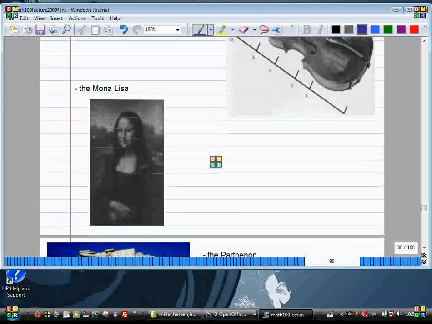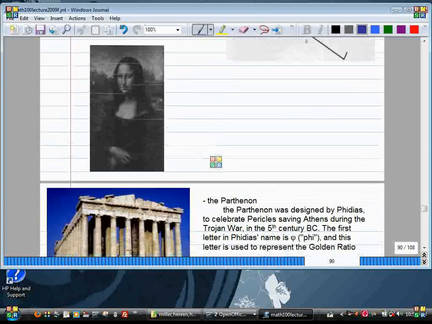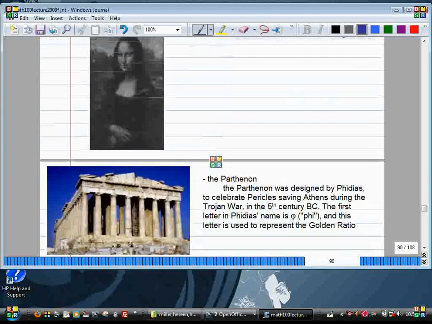Okay. The Parthenon. Just to remind you, here's a picture of the Parthenon as it stands today. Of course, it's a little nicer back then. As I said last time, the Parthenon was designed by Phidias to celebrate Pericles saving Athens during the Trojan War in the 5th century BC. Phidias is Greek, so the first letter in his name is Phi, and that letter is often used to denote the golden ratio. Okay. What does the golden ratio have to do with this pile of rock?